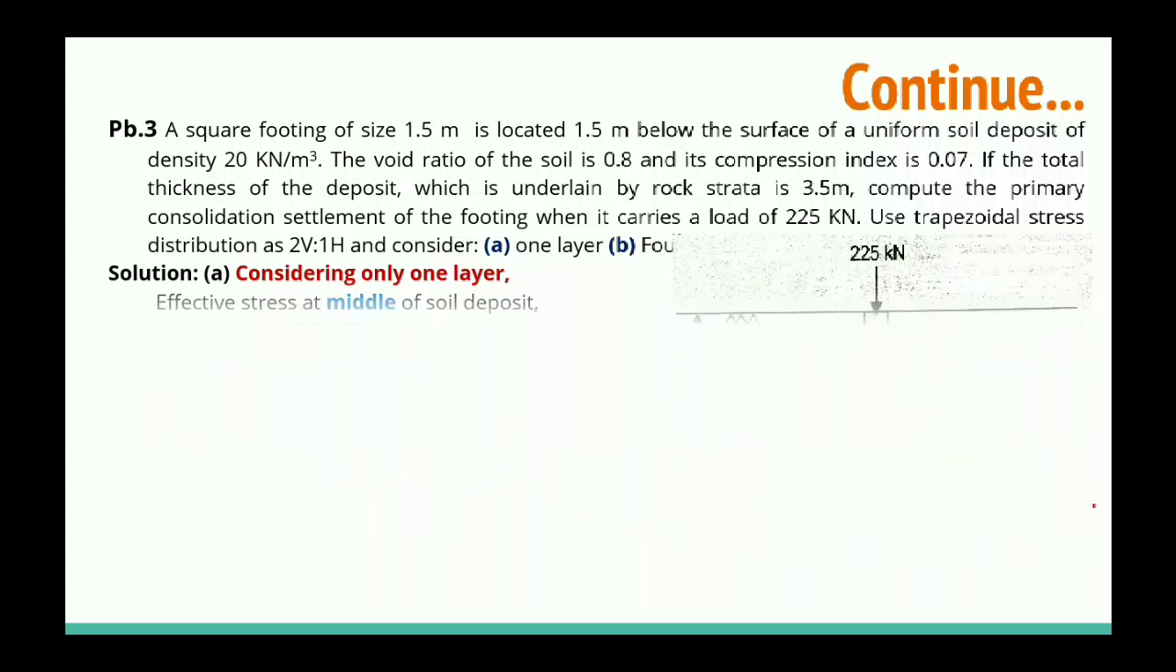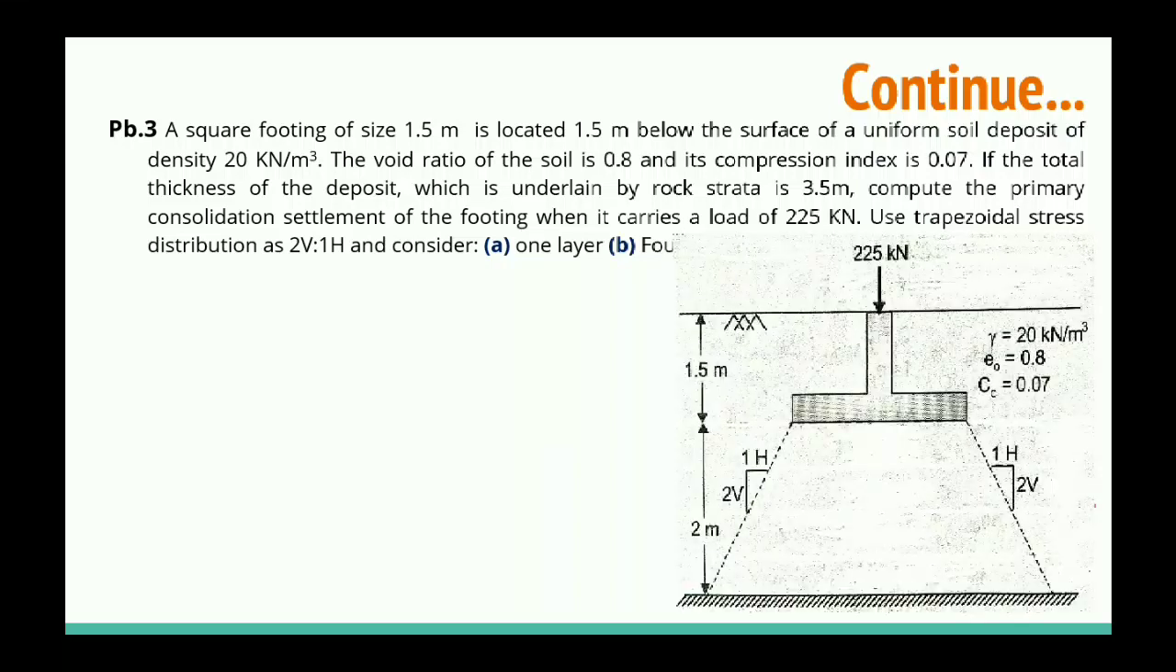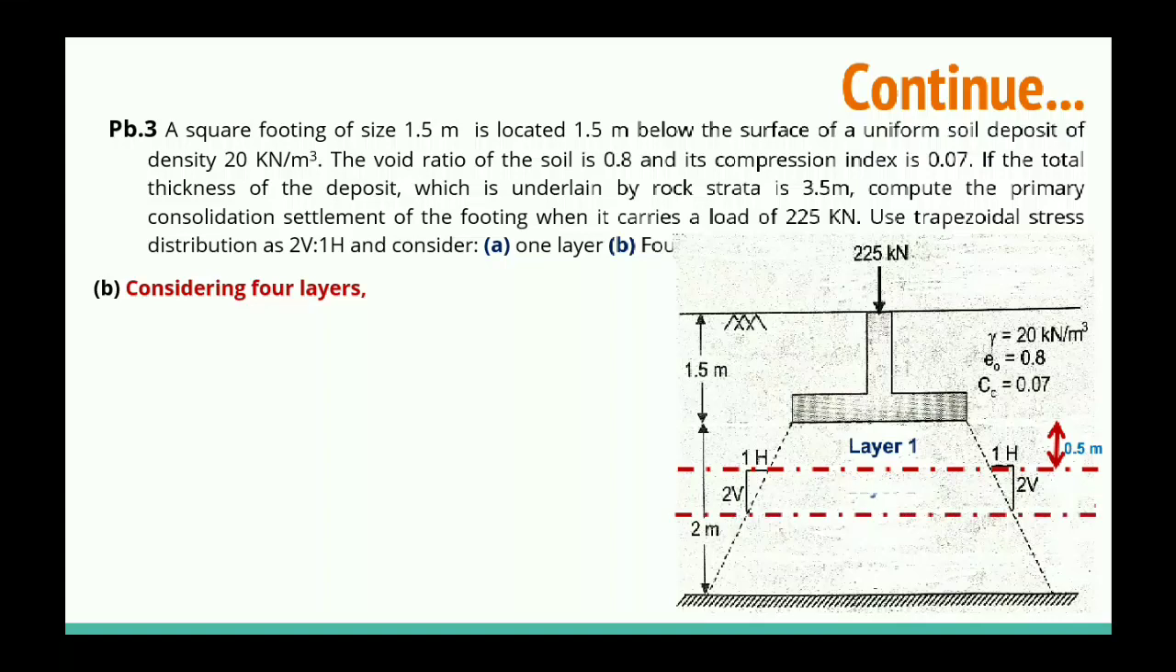So now let's discuss the second part. In the second part we have to consider the 4 layers. So this is the figure we are considering in the second part, considering 4 layers. All layers are separated by a red dotted line. You can see this is layer 1 and thickness is 0.5, because total thickness is 2 meter. It will be divided into 4 parts, so each part will get a thickness of 0.5 meter. Second layer thickness is 0.5. Third layer also 0.5 meter. Fourth layer again thickness of 0.5 meter.